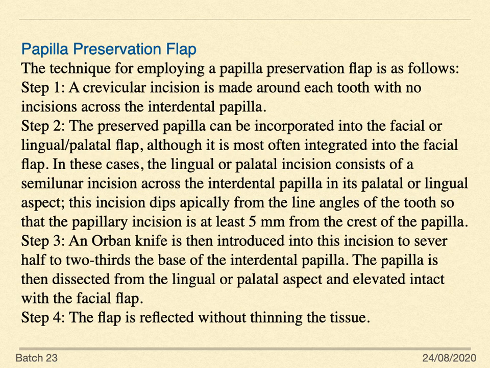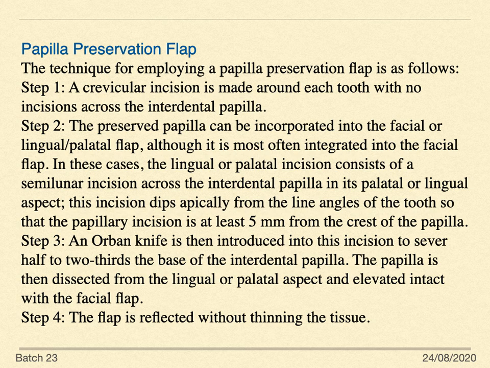So the technique for employing a papilla preservation flap is as follows. A sulcular incision is made around each tooth with no incision across the interdental papilla. The preserved papilla can be incorporated into either the facial or the lingual flap, although it is most often integrated into the facial flap. In these cases, the lingual or palatal incision contains a semilunar incision across the interdental papilla on its palatal or lingual aspect.